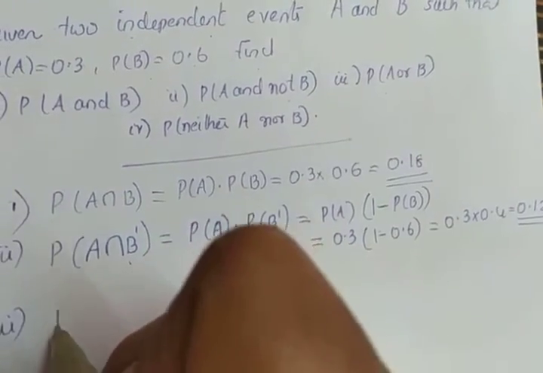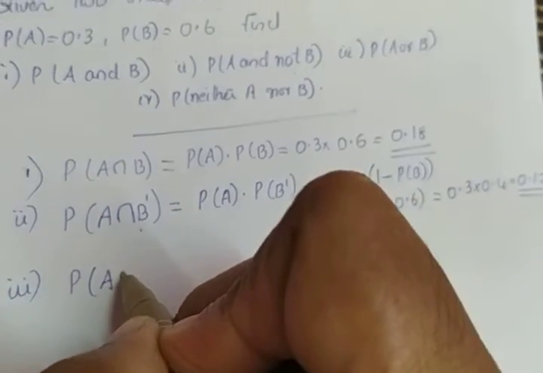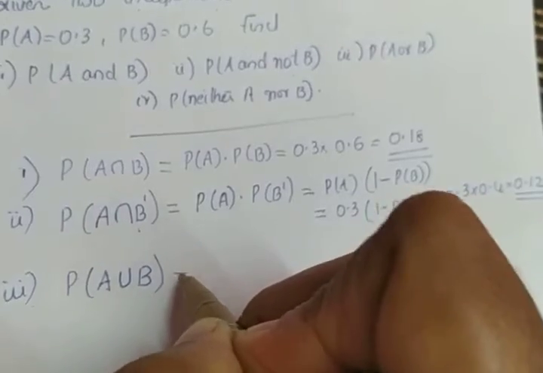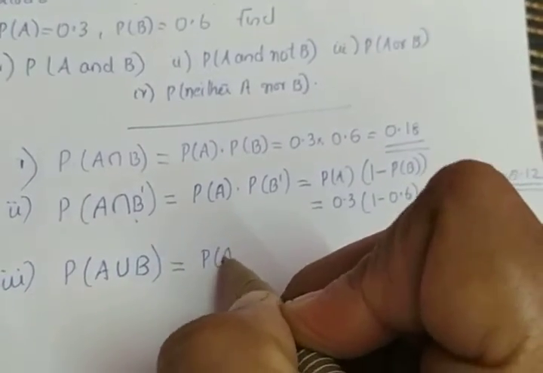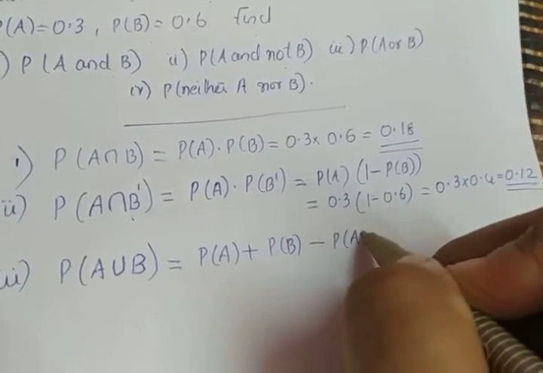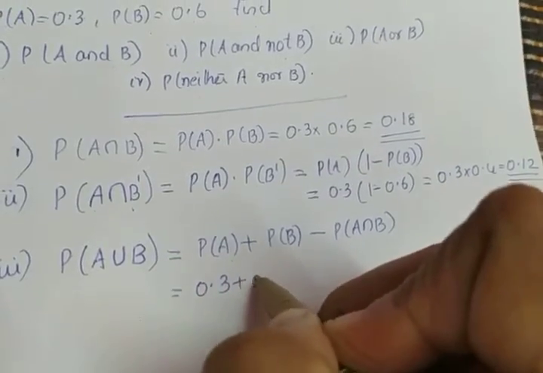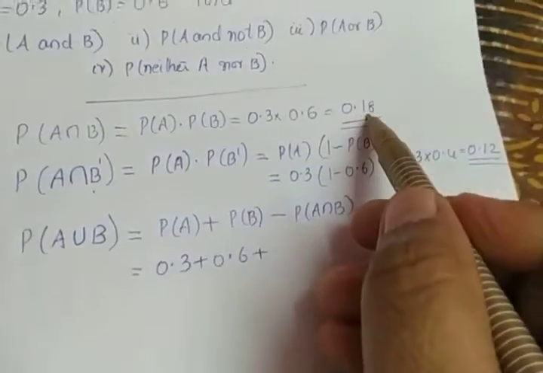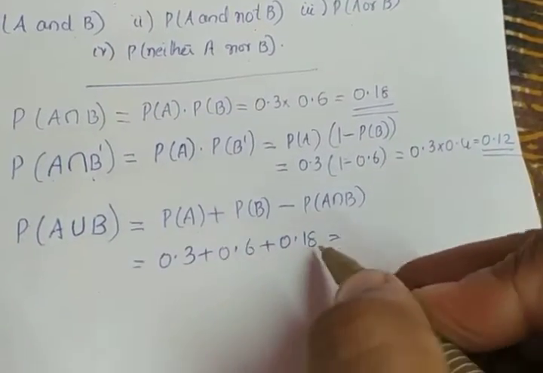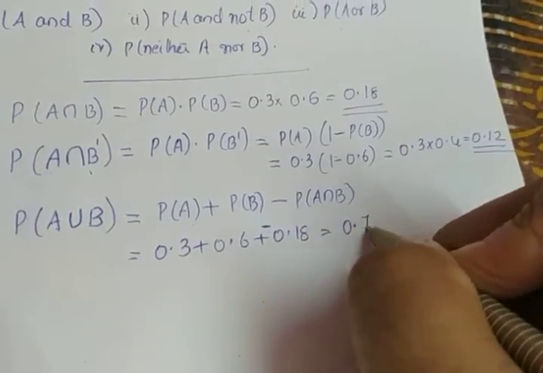Moving to the third one. Third one is P of A or B. How can we write A or B? Instead of "or", we can use the notation union. So P of A or B is P of A union B. What's the formula to find P of A union B? P of A plus P of B minus P of A intersection B. We have all the values. So P of A is 0.3 plus P of B is 0.6 minus P of A intersection B. We got the value as 0.18. So what do we get? 0.9 minus 0.18, which gives you the value 0.72.